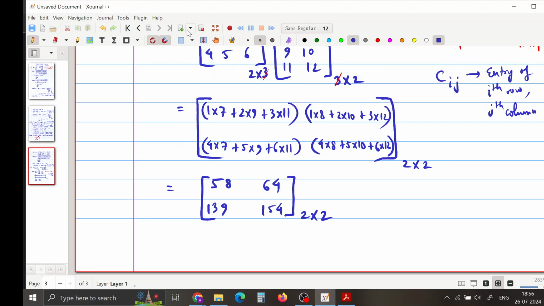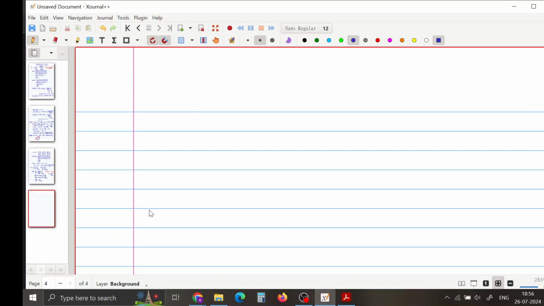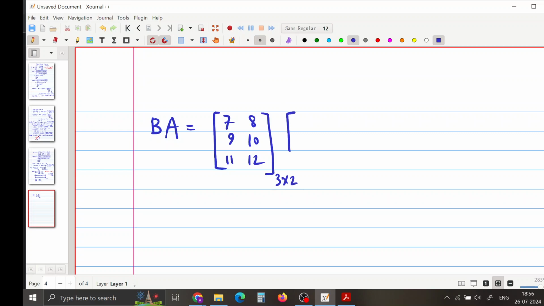Now you also have to find B times A, the reverse order. So B times A is what? Let me write the B matrix first. This is 7, 8, 9, 10, 11, 12. This is a 3 cross 2 matrix. And what is matrix A? It is 1, 2, 3, 4, 5, 6. So this is 2 cross 3.